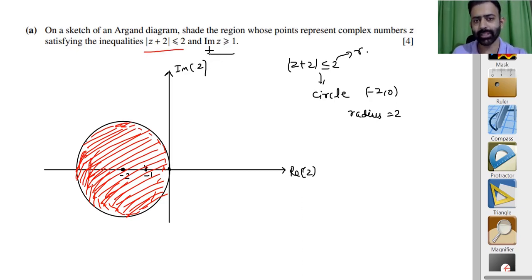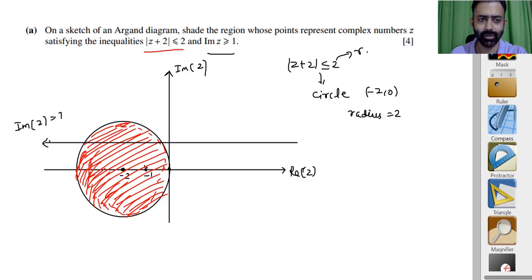Now the second inequality is that the imaginary part of z should be greater than 1. So basically your imaginary portion should be greater than 1. It is a horizontal line, just like y greater than or equal to 1 in real numbers. So we have to draw a line which passes through y equal to 1. Let me draw it like this. So this is your line; the imaginary part of z on this line will always be equal to 1.